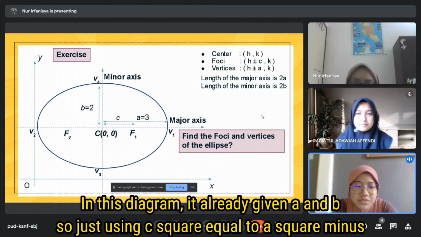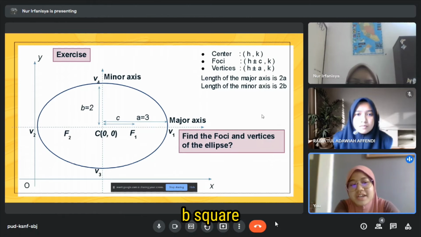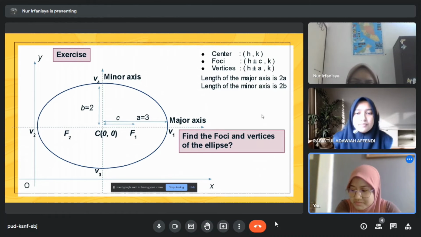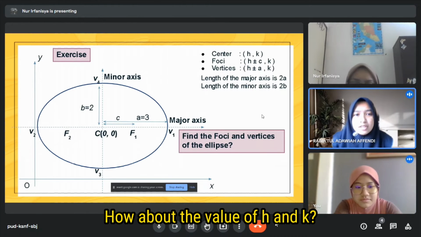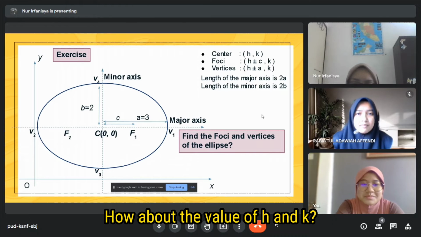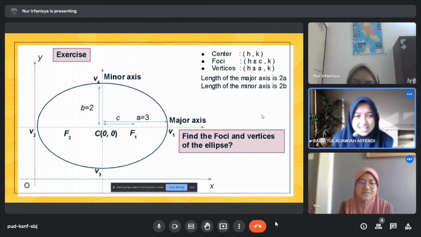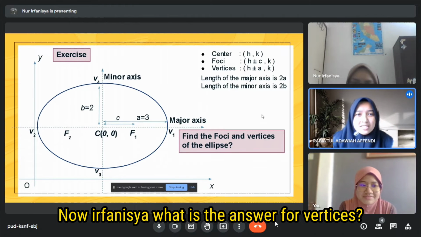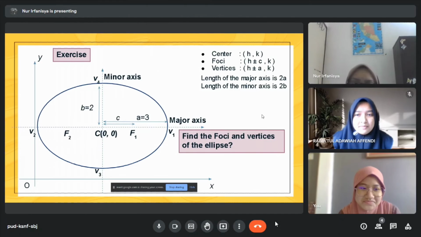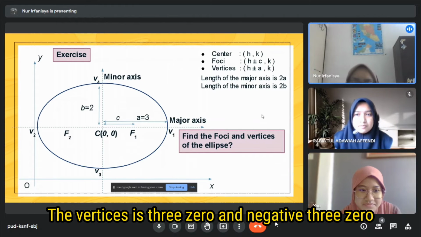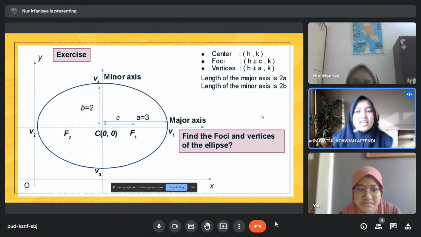In this diagram, we are already given a and b, so just use c² = a² - b². How about the values of h and k? h and k are 0 because the center is (0, 0). Alright, thank you, Yana. Now, Ifanisha, what is the answer for the vertices? For the vertices it is (3, 0) and (-3, 0). Thank you, Ifanisha. It's correct.